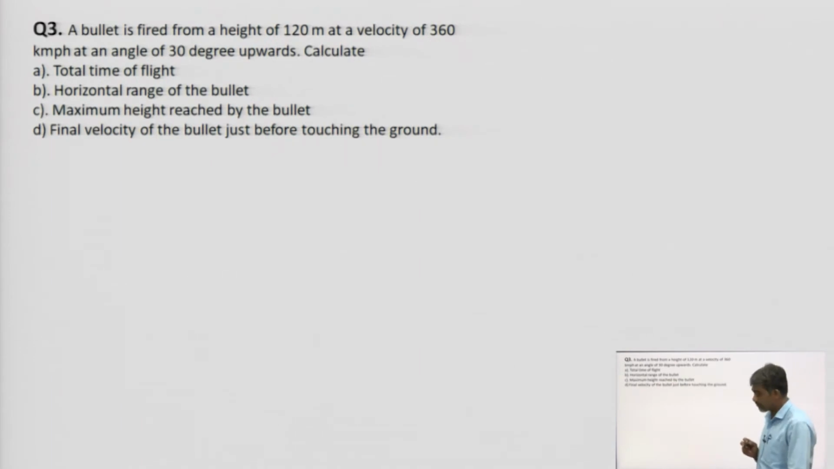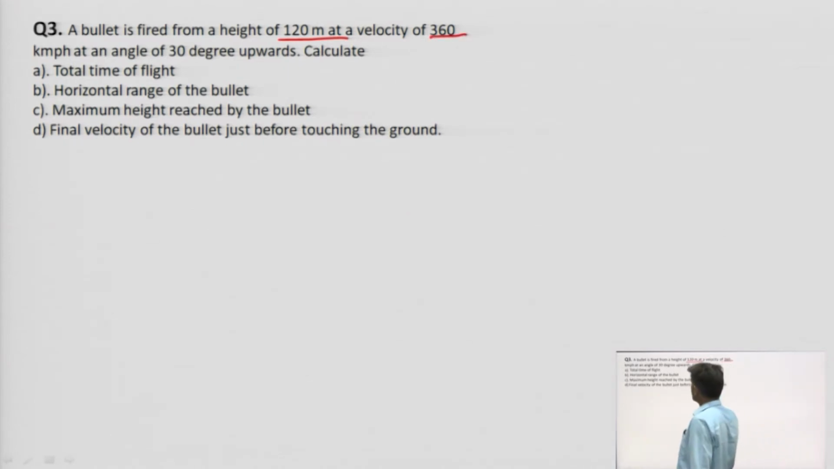Come to next question. A bullet is fired from a height of 120 meter at a velocity of 360 kilometer per hour at an angle of 30 degree upward. Calculate total time of flight, horizontal range of the bullet, maximum height reached by the bullet, final velocity of the bullet just before touching the ground. So, this is a very simple question.